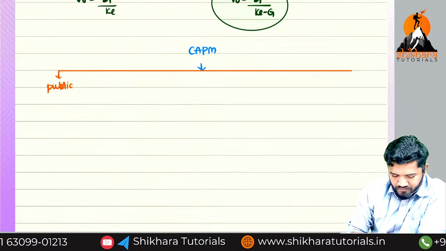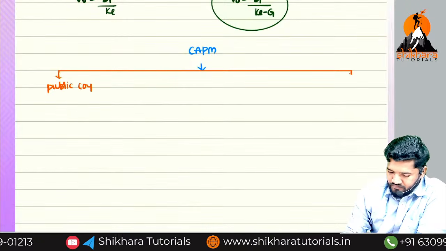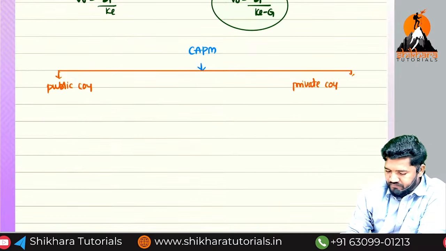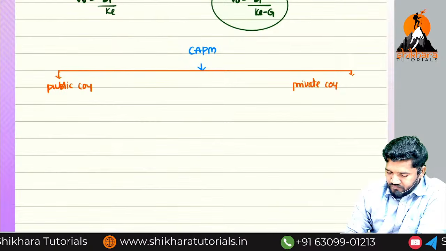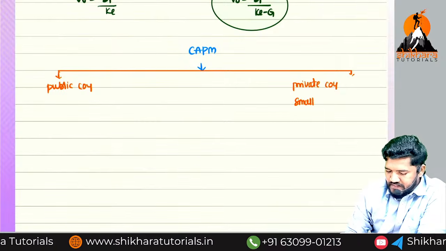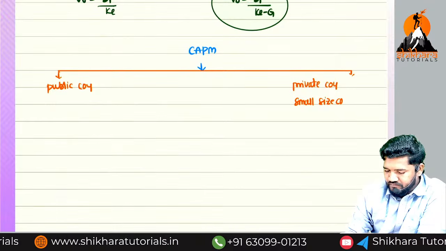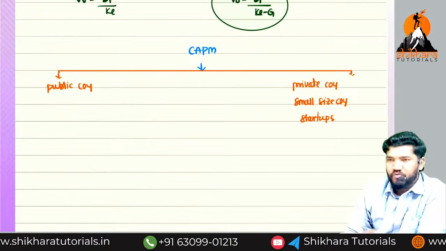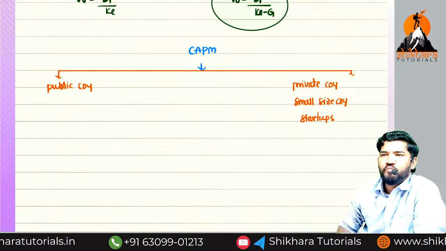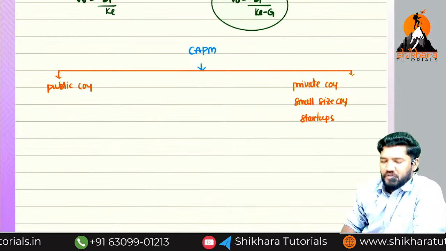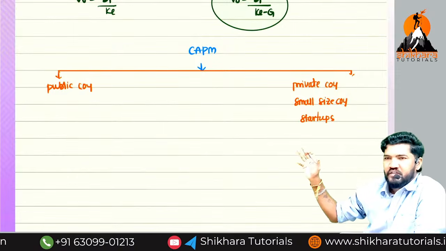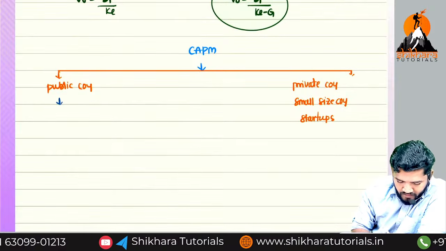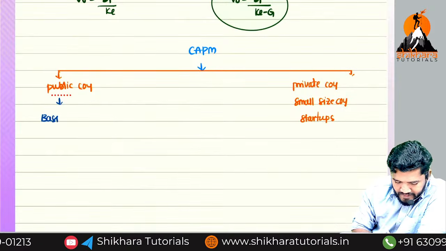public companies, private companies, small size companies, startups. Out of these two classifications, where are you facing more risk as an investor? Private company, small size company, startups. When it comes to the public company, basic CAPM is sufficient.